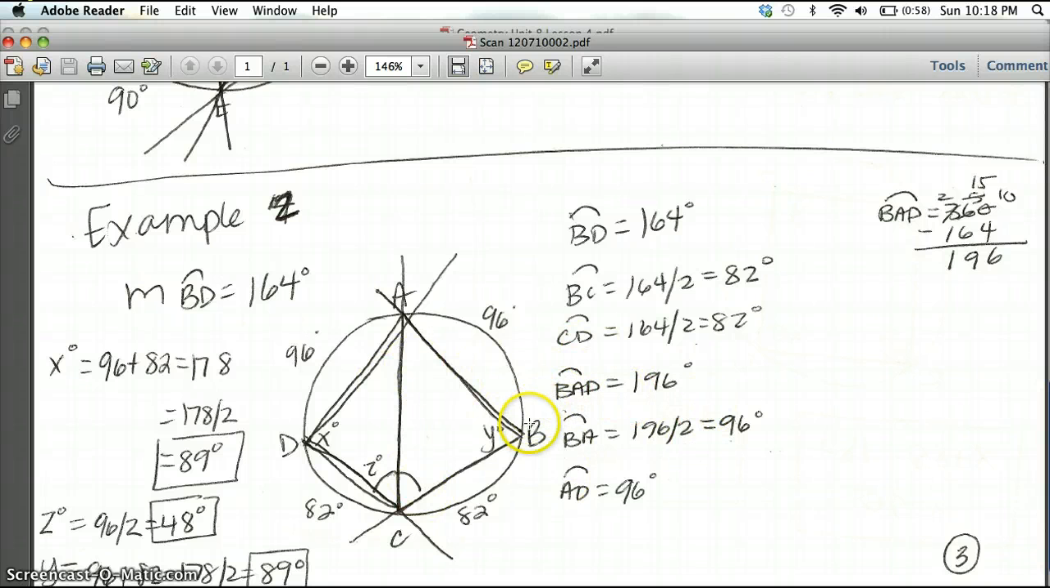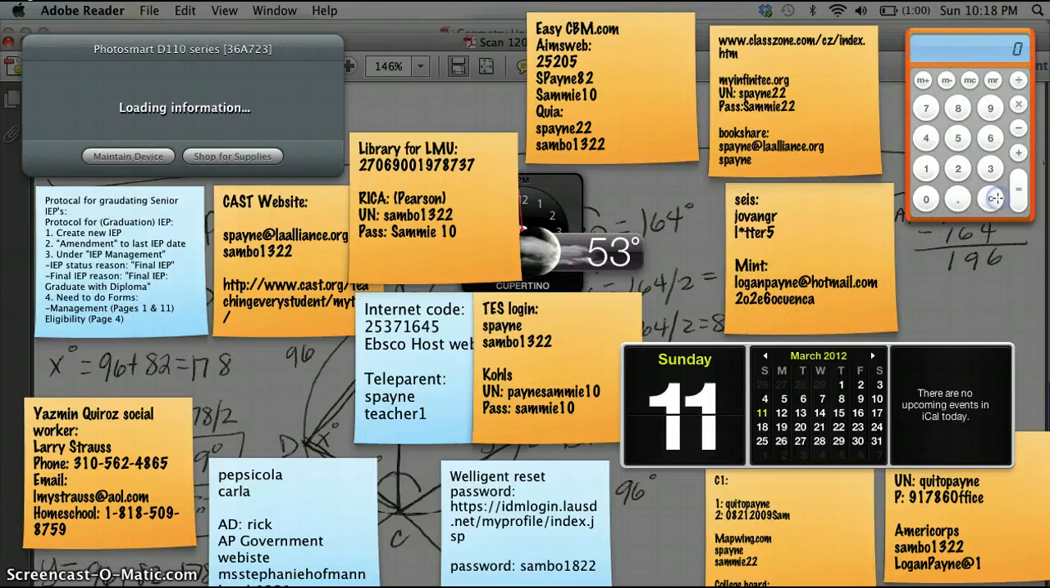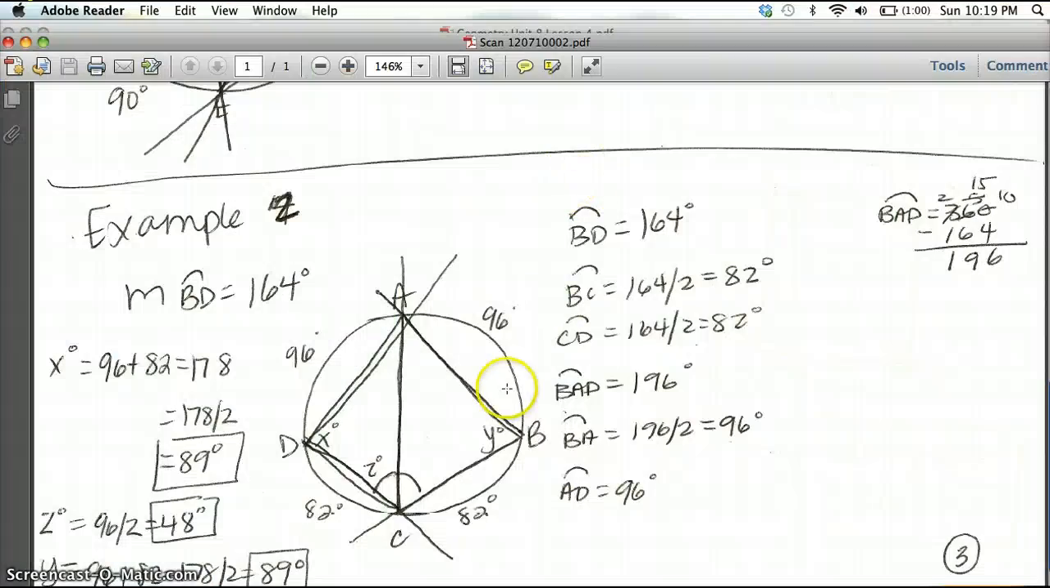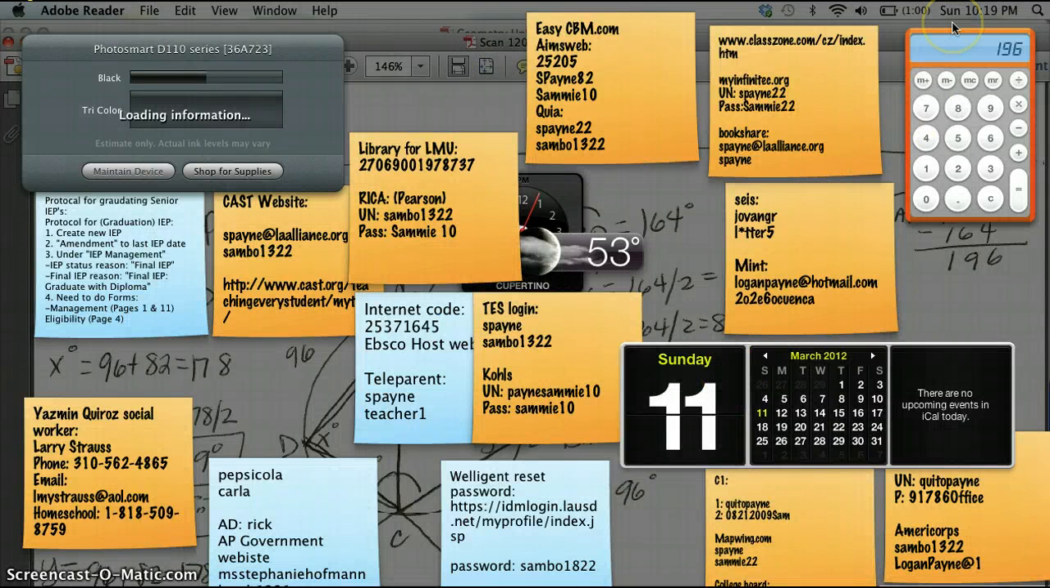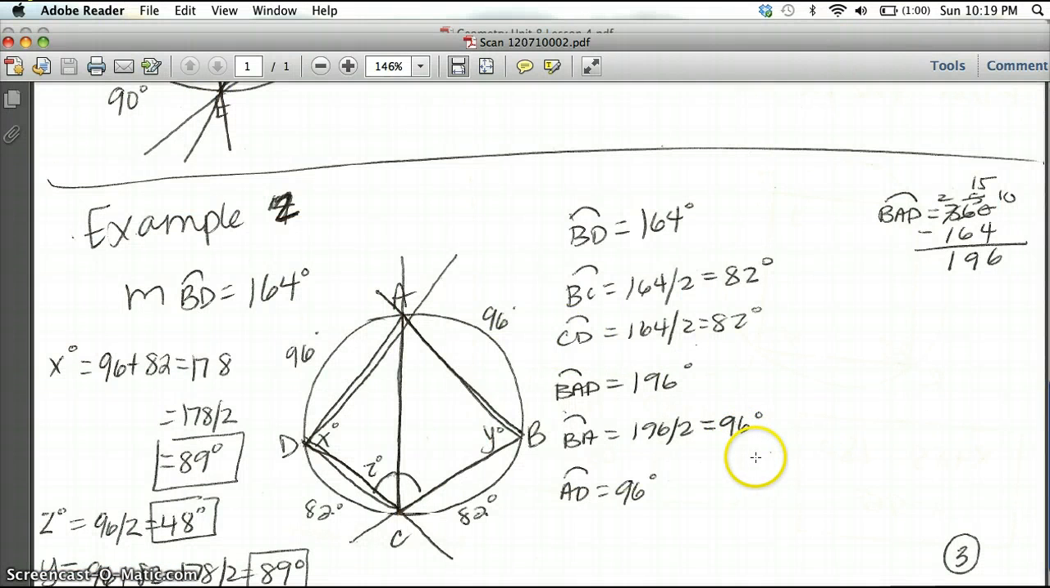So BAD is 196 degrees. Actually, 196 divided by 2 was miscalculated, so can you please change that on your paper. 196 divided by 2 is 98. So it should be 98 degrees, not 96 degrees. So AD and AB are actually 98 degrees.